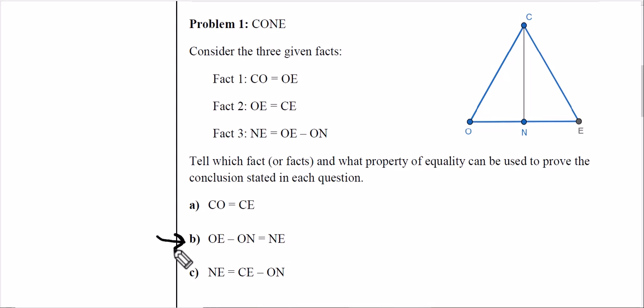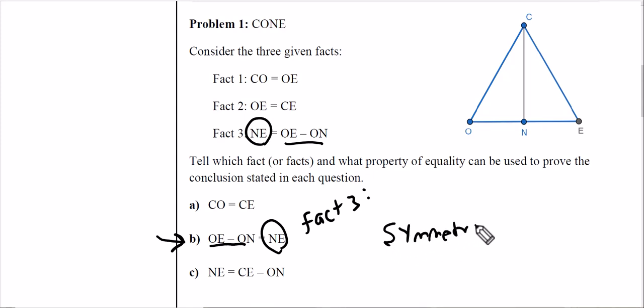The next one we're going to prove is OE minus ON is NE. Well, that looks like fact 3, so I'm going to write down fact 3. But what happened? All it did is it flipped it around. So it just mirrored it. It kind of just switched it around. That's called the symmetric property.